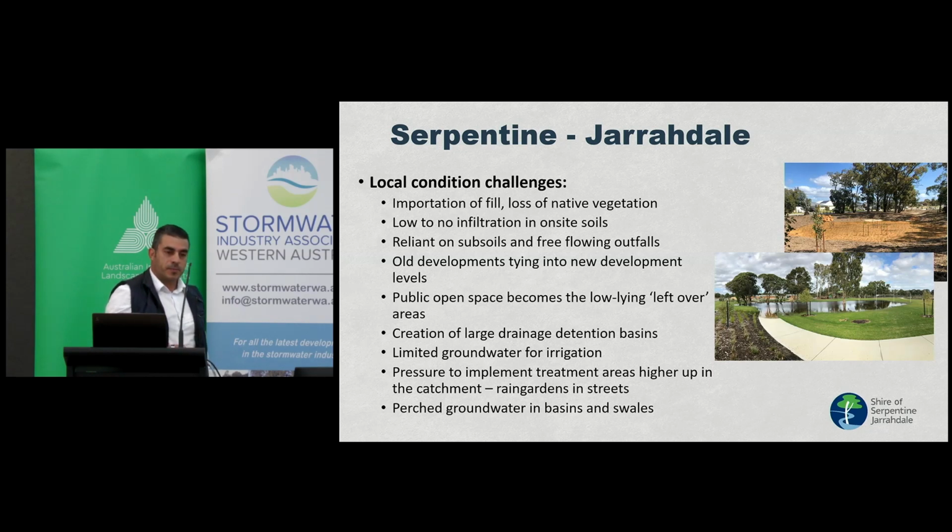The public open space becomes the low-lying leftover areas, creation of large drainage detention basins. We have very limited groundwater for irrigation, and there's pressure to implement our treatment areas higher up in the catchments, such as rain gardens in the streets. And we have perched groundwater in the basins and swales.